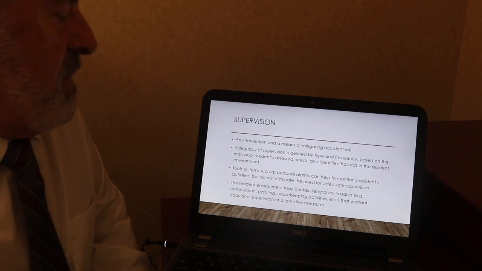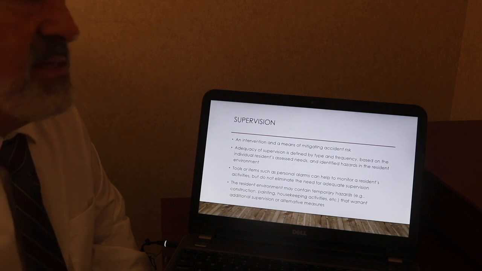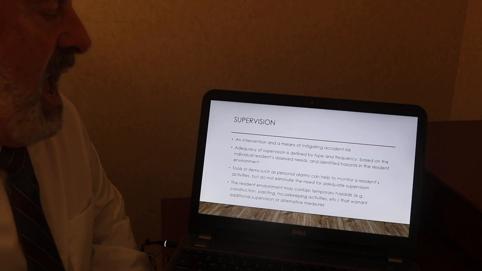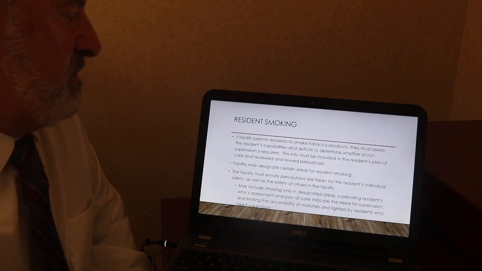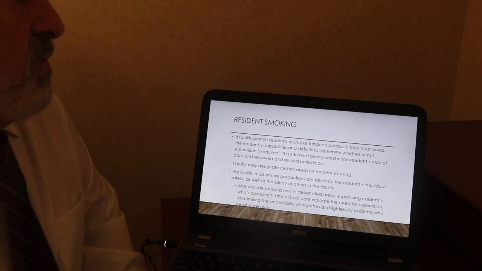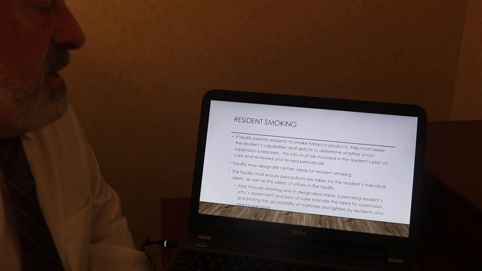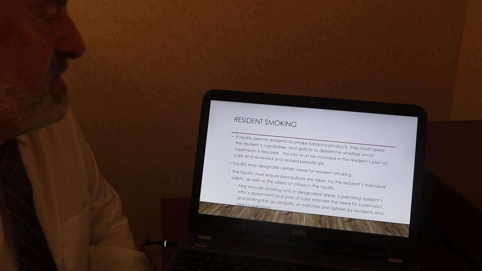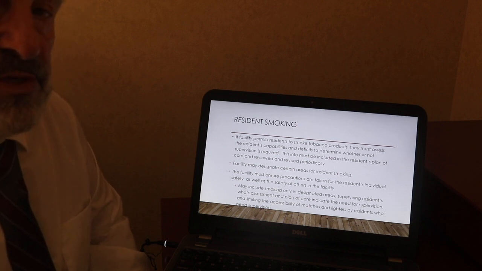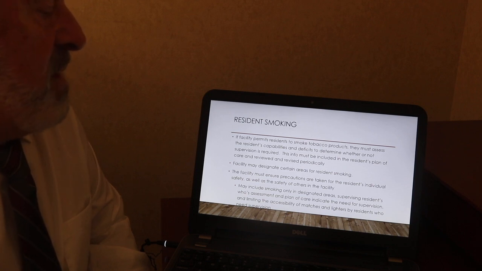A resident environment may contain temporary hazards such as construction, painting, housekeeping activities, etc., that warrant additional supervision or alternative measures. If a facility permits residents to smoke tobacco products, they must assess the residents' capabilities and define any deficits that determine whether or not supervision is required.